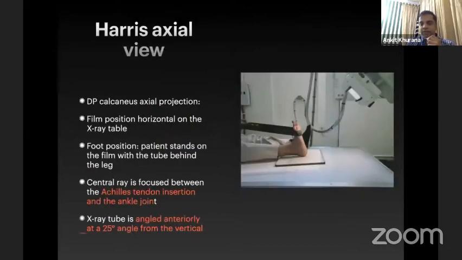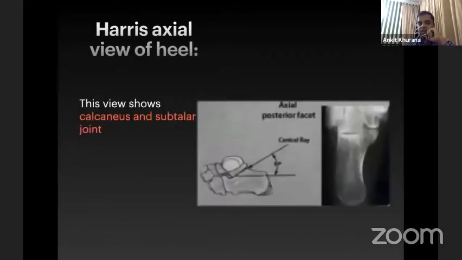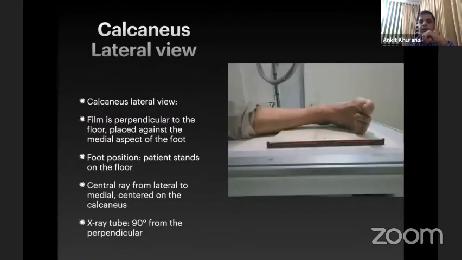So two plane radiographs are carried out, the first being the Harris axial view, which is done with the X-ray beam projected at an angle of 25 degrees from the vertical, and the foot being positioned with a device in dorsiflexion. So the beam is projected on the ankle joint and the Achilles tendon insertion, and this shows the alignment of the heel. It shows the subtalar joint and to some extent the calcaneocuboid joint as well. The lateral view of the calcaneus is carried out again as is done for the lateral X-ray of the foot.